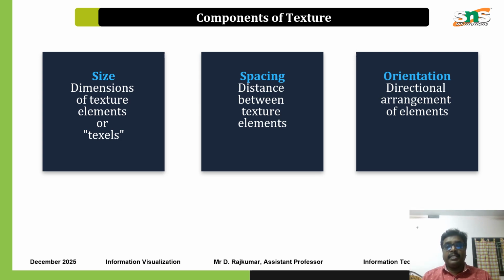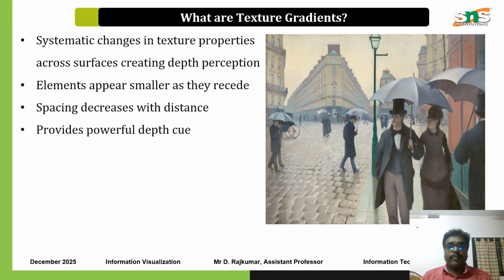Next one is the spacing. It is the distance between the texture elements. The spacing can be more, or the space can be reduced, and based upon the space distance the appearance will be different. And next one is the orientation. That is what kind of elements we are going to use for texture, based upon its sizes and its shapes. Different directional arrangements of elements can be implemented based upon different orientations.